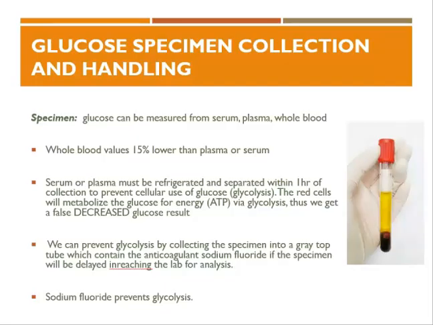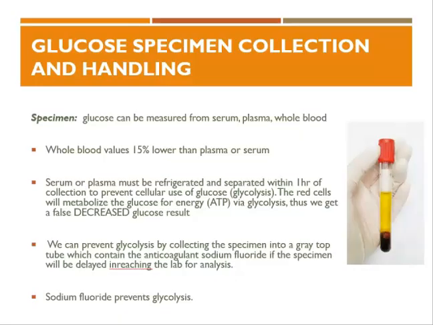All right, let's discuss specimen collection for glucose. For the specimen, glucose can be measured from serum, plasma, or whole blood. Whole blood values, just something to note, will usually be about 15% lower than plasma or serum samples. Serum and plasma must be refrigerated and separated within 1 hour of collection to prevent cellular use of glucose, or glycolysis. So the red cells will metabolize the glucose for energy, or ATP, via glycolysis. Thus, we get a falsely decreased glucose result.